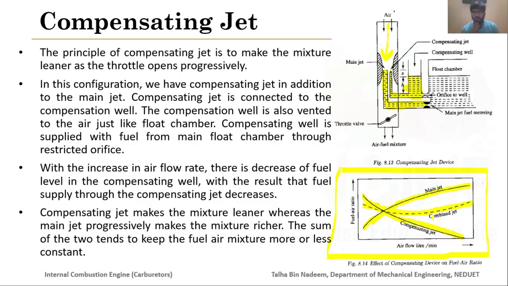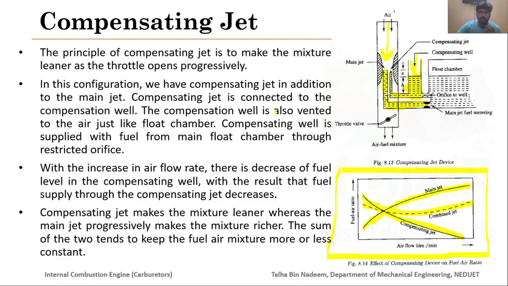That's the purpose of the compensating jet: to provide a more or less constant air-fuel mixture for various throttle valve openings from 20 to 80% approximately. The principle of the compensating jet is to make the mixture leaner as the throttle valve opens progressively. In this configuration we have a compensating jet in addition to a main jet. The compensating jet is connected to the compensating valve here, and the flow is restricted by the orifice valve.